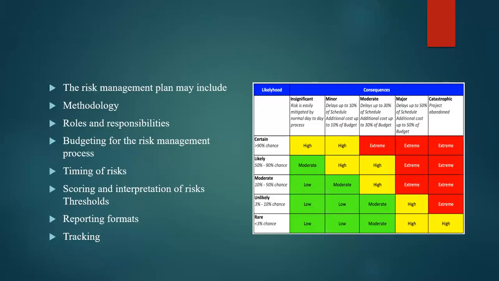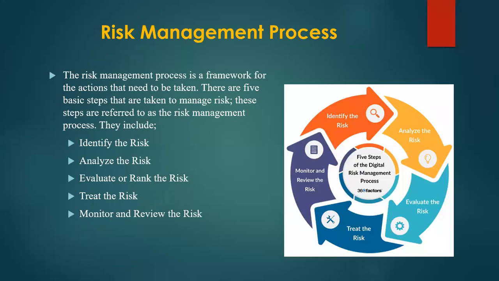To really study this project risk, management should implement a management plan with rules, budgeting, responsibilities, timing, reporting, format, tracking, and so on. This should help us determine if the risk is low, moderate, or high. The process of risk management is a framework for the actions that need to be taken. There are 5 basic steps that are taken to manage risk, which include identifying, analyzing, evaluating, treating, and monitoring them.